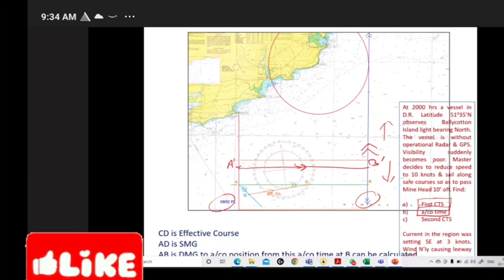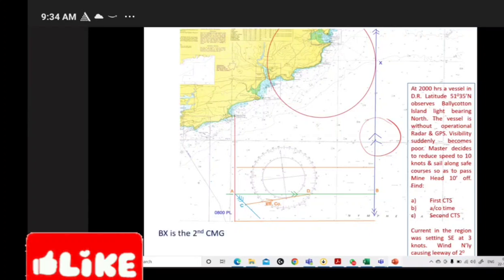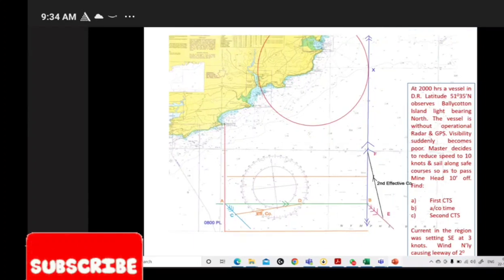You can allow for counteract wind to get the first CTS. And now you see in this case, the second two arrows have come. This is the second course to be made good. Correct? Now, to get the second CTS, we again counteract wind and current on this course. You can see the triangle being made again there, right?